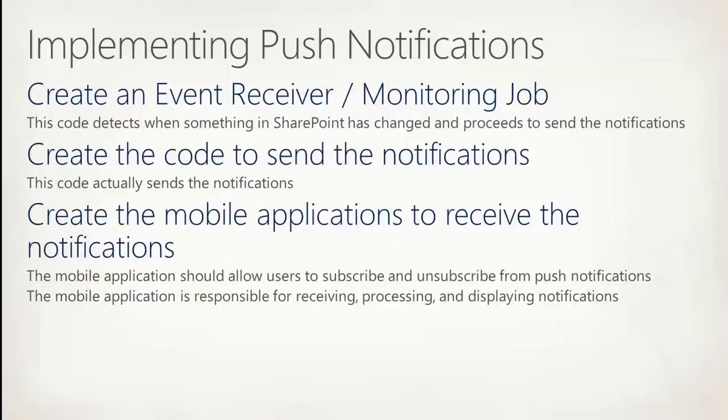The first thing you need to do is figure out a way to determine when a notification needs to be sent. As I said before, that could be an event receiver or a timer job or something like that. It's basically going to figure out when something's changed. Then it's going to send the notifications. The next thing is you're going to have to write the code to call into the notification service or services specific to the devices that you want to send that notification to, and send the text or the images or the data associated with whatever you want to pop up on that device.